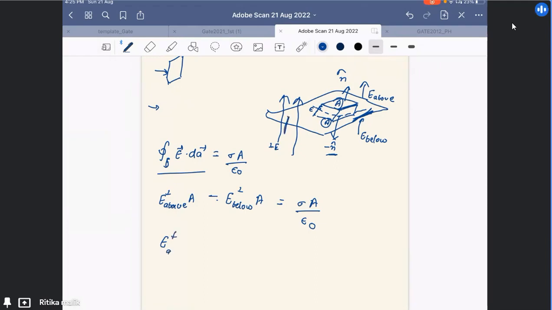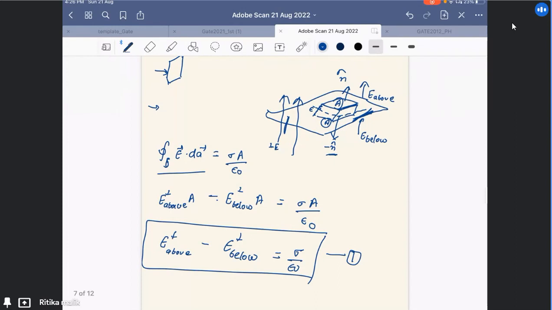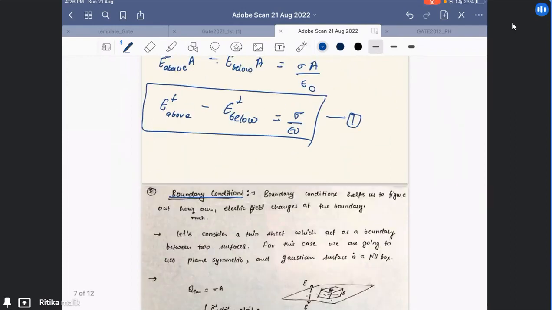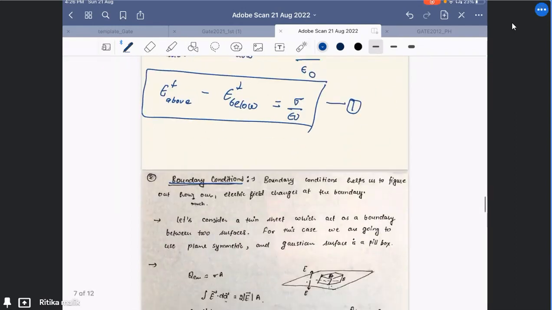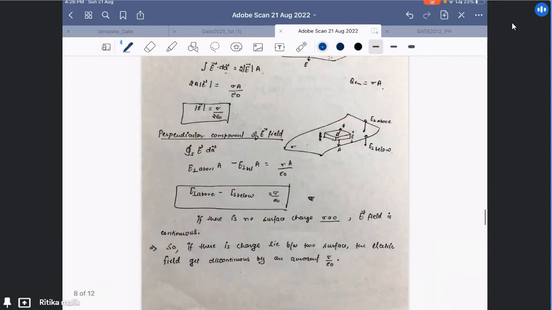So E perpendicular above minus E perpendicular below is equal to sigma upon epsilon naught. This is the one boundary condition that is commonly used in most of the equations. The other boundary condition that is used is how the parallel component is going to behave.